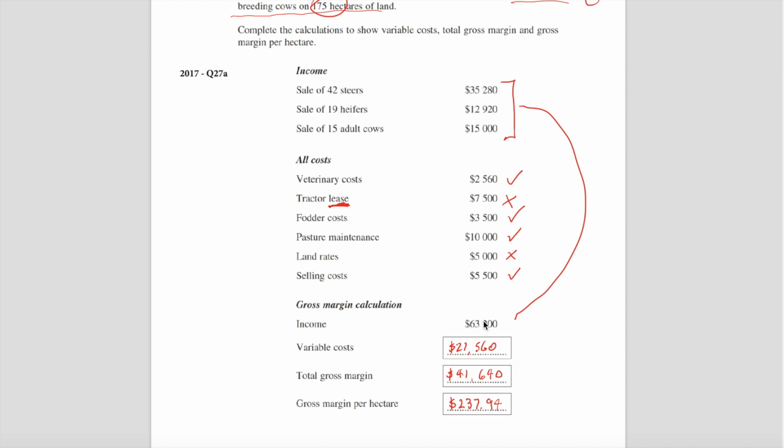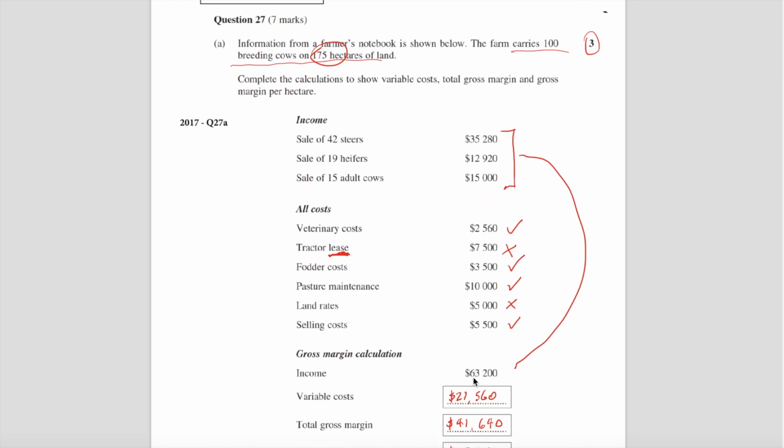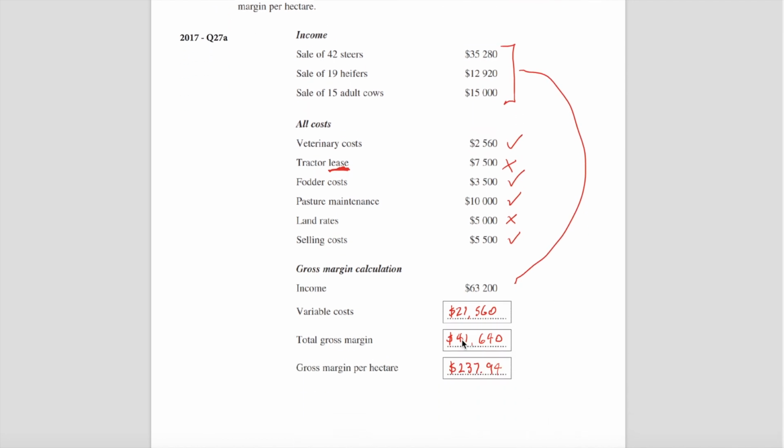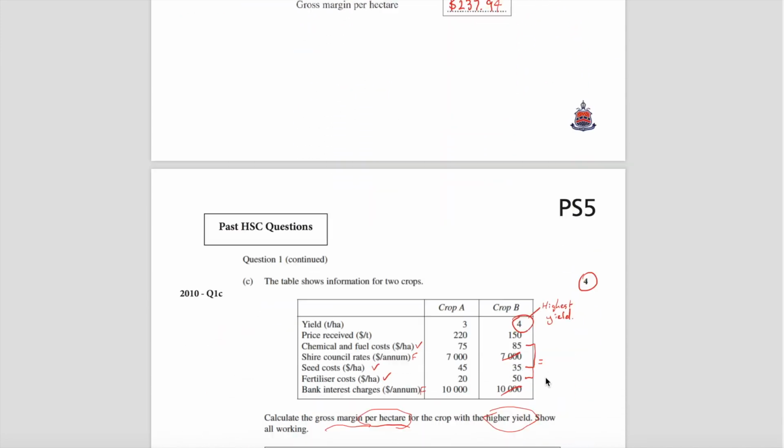The total gross margin is this one minus this one, which gives you this one. And then lastly, it's 175 hectares, which you divide that by 175 to give you 237.94.